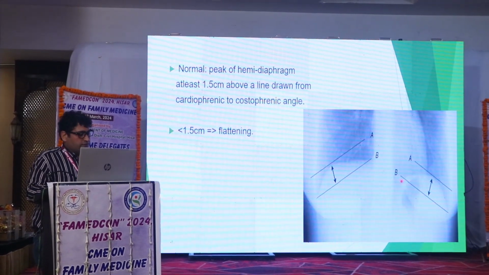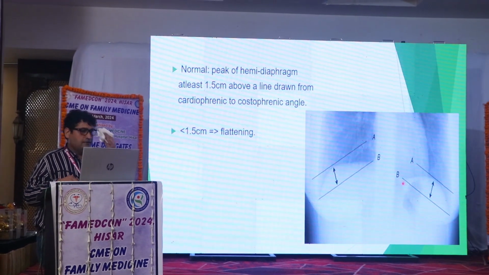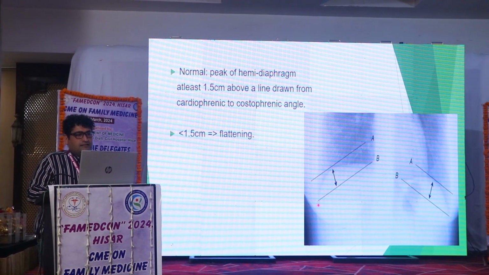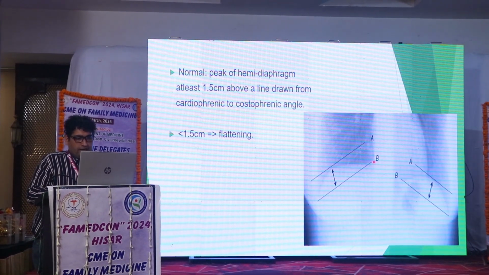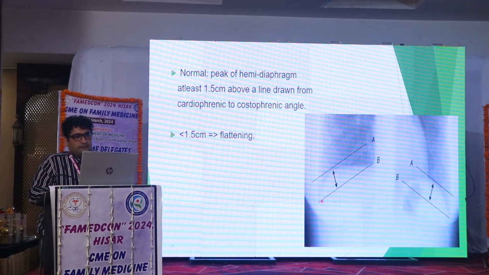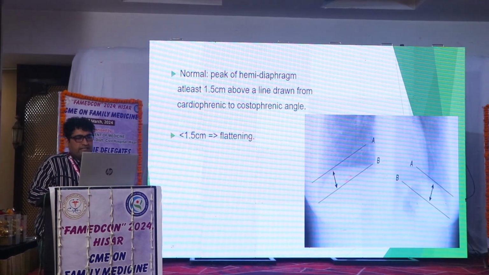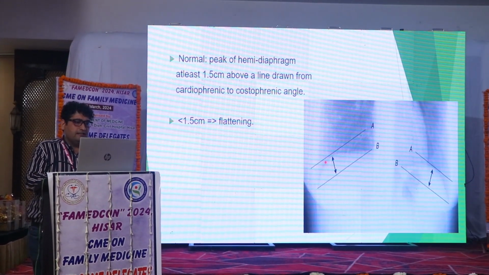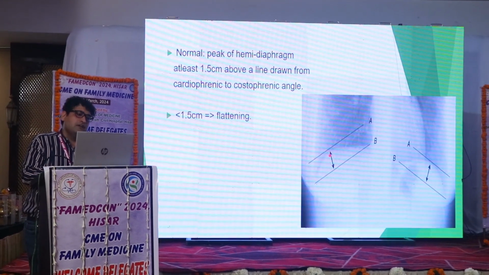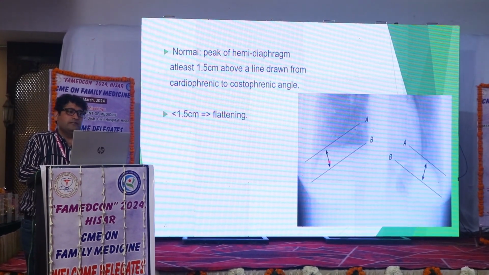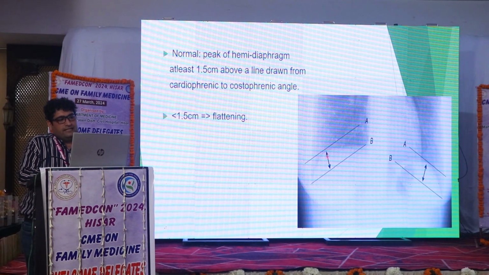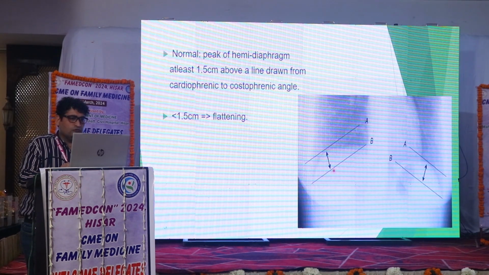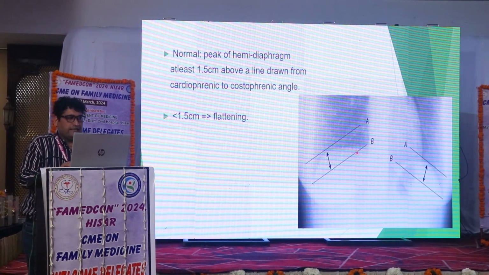Another thing: how will you say that there is flattening of the diaphragm? Normally, for the dome of the diaphragm, there are two landmarks: this is the cardiophrenic angle and this is the costophrenic angle. We join these two points and make a line, and draw another line parallel to it, touching the top edge of the diaphragm. The difference between these two should be 1.5 cm. If it is less than 1.5 cm, then we say there is flattening of the diaphragm. On both sides, it is the same criterion.